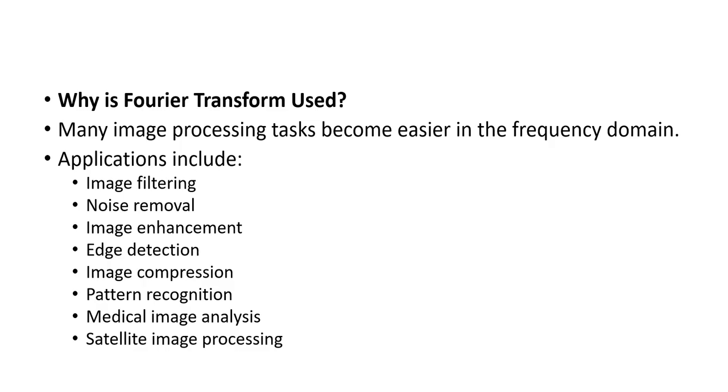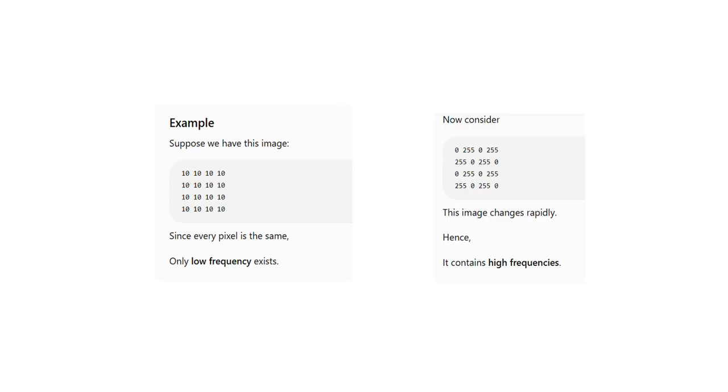Fourier transform is being used so that all these image processing tasks will become easier. It helps to filter the image, noise removal, image enhancement, edge detection. All these can be done with the help of Fourier transform. So this is an example of low frequency, and this is an example of a high frequency image, 0 to 255, 0 to 255. This is what we want to capture.